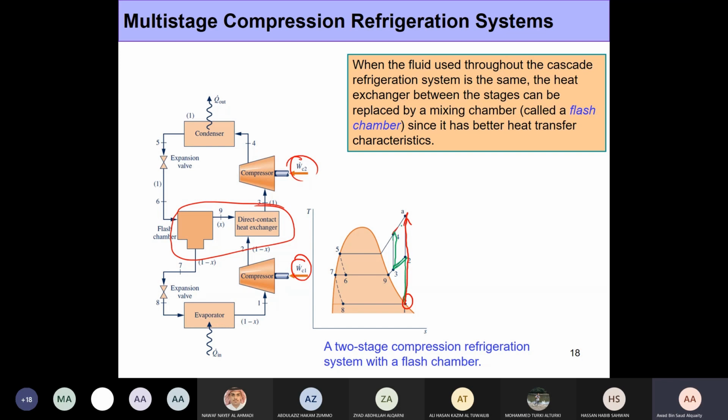So by doing this, we are able to save some amount of work input. And the shaded area that I'm showing here is basically the amount of work input that we are saving by doing this multi-stage compression. This is the same concept that we had in the Brayton cycle. Multi-stage compression with intercooling always reduces the work input required to achieve the same pressure rise.